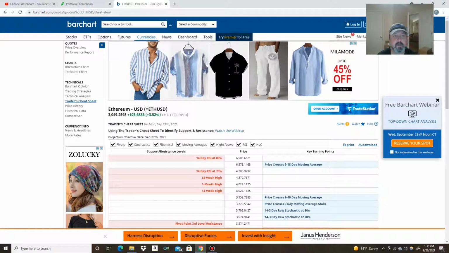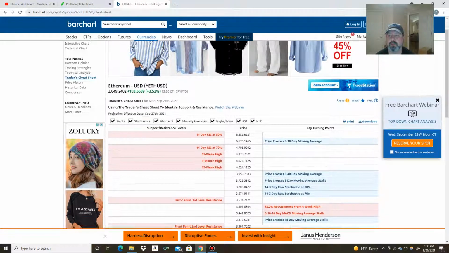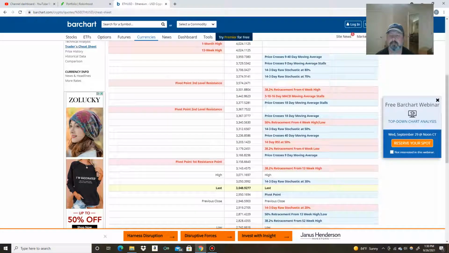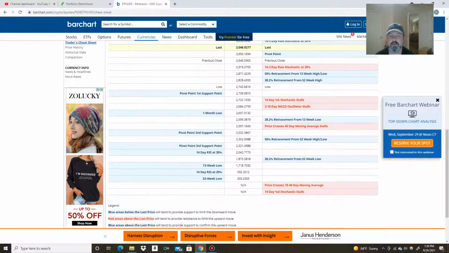All right, here's one more tip I'm going to show you. Here's how to find your pivots, your supports, and your resistance.